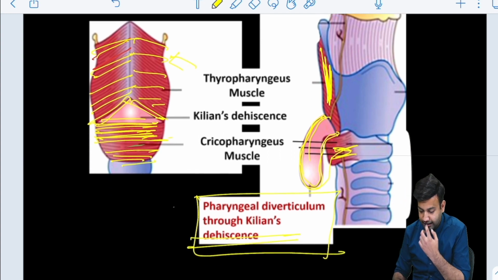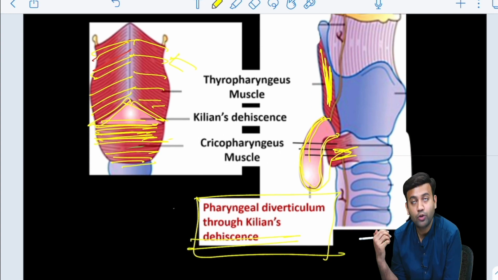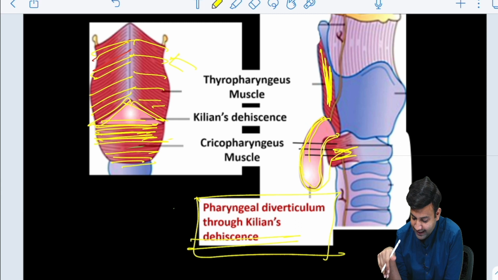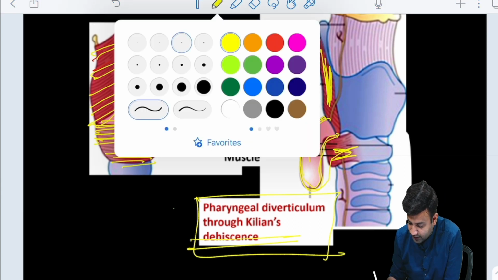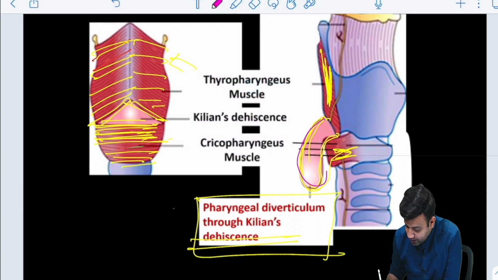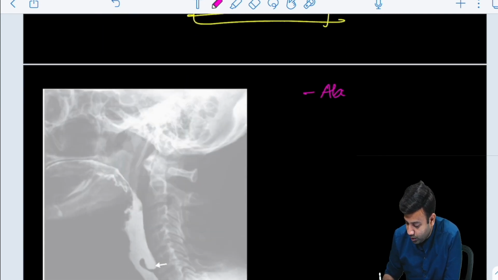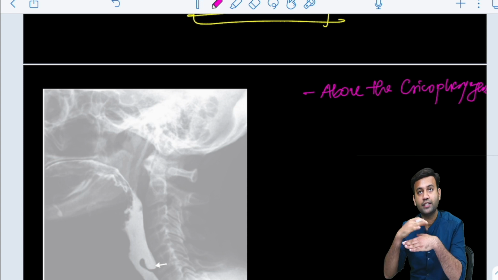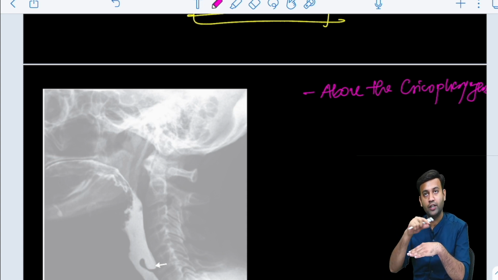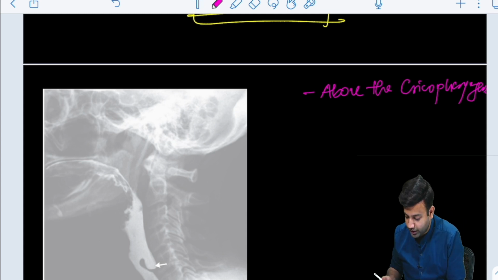Now, is Zenker's diverticulum above or below the cricopharyngeus? As we can see in the image, it is just above the cricopharyngeus. This is the cricopharyngeus, this is Killian's dehiscence, and it is coming from here, so it is above the cricopharyngeus. This is an important point asked in the exam. You don't need to memorize it: you have seen in the image that the cricopharyngeus is below, the thyropharyngeus is above, and it comes through Killian's dehiscence in between. So Zenker's diverticulum happens above the cricopharyngeus.